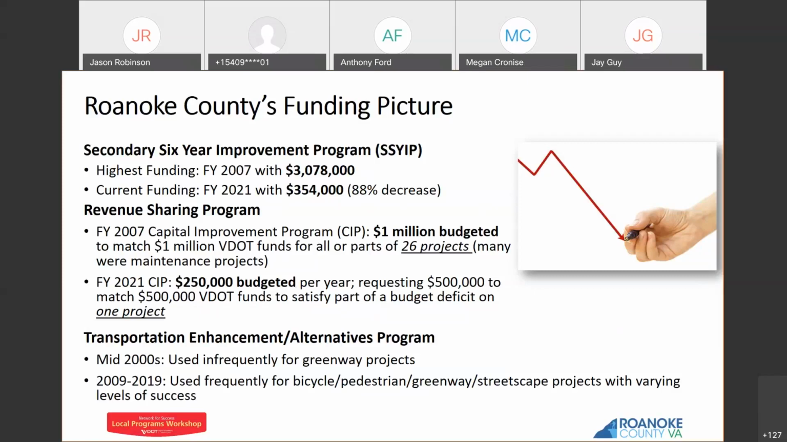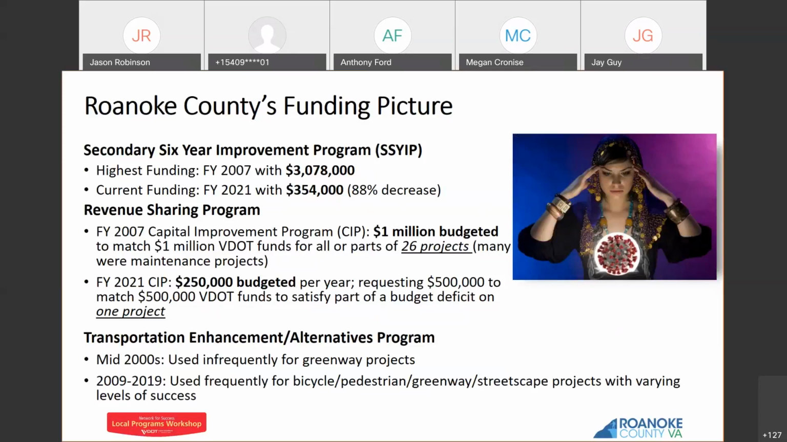In terms of transportation enhancement and transportation alternatives, in the mid-2000s, we used the program every now and then for greenway projects, and we've used it more over the last 10 years for bicycle, pedestrian, greenway, and streetscape projects with varying levels of success. Next slide, please.